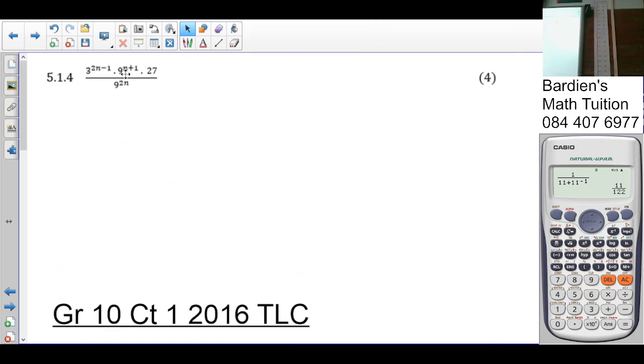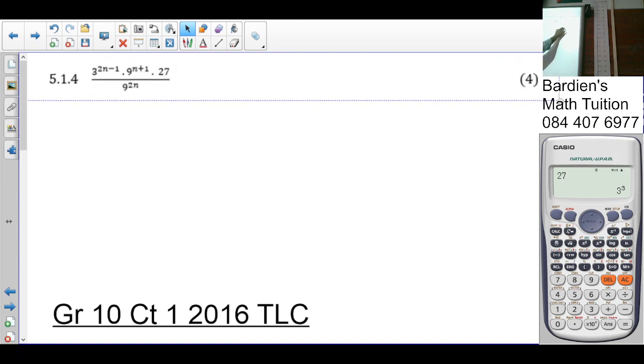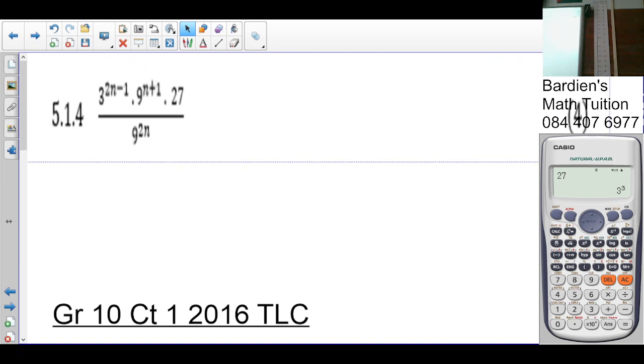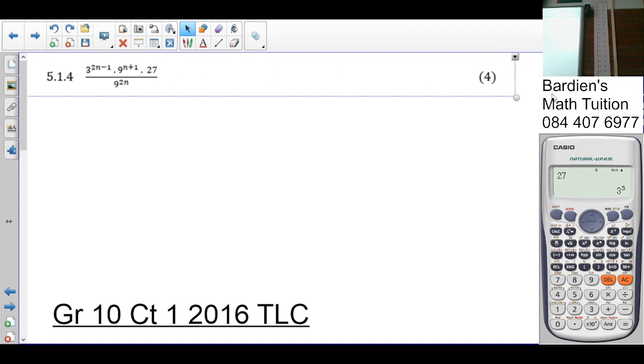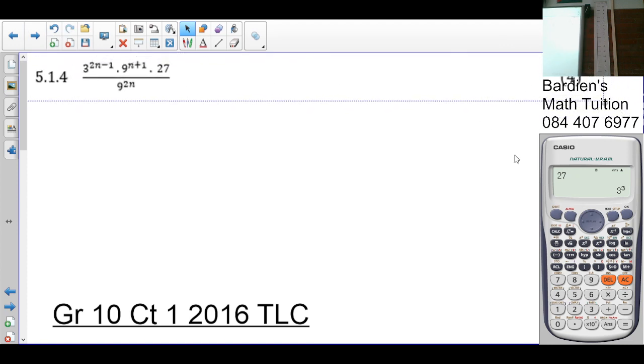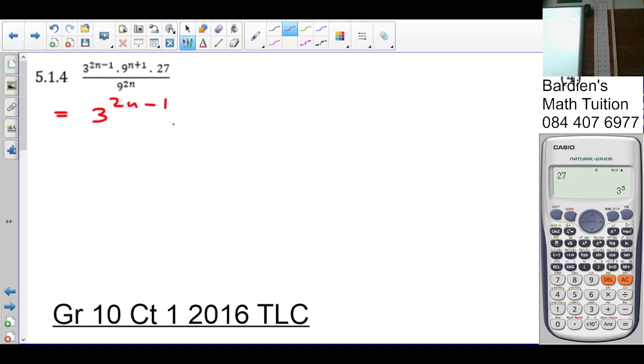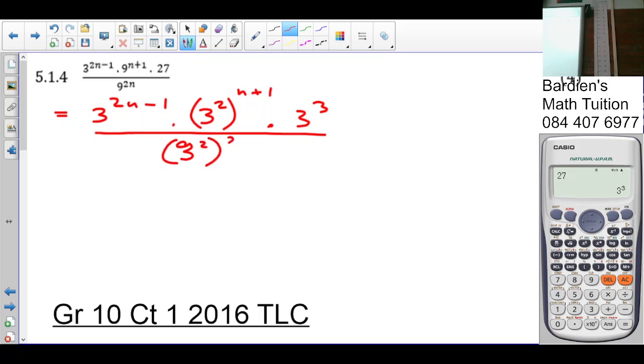The next one. So 9 can be written as, you press 9 equals shift, factorize, 3 squared. 27 equals shift, factorize, which is 3 cubed. So I know most of you can do it without the calculator, so it is also fine. You can use the ladder method or the decomposition method, whichever method you use. You get the mark with it, so you get 3 to the 2n minus 1 times 3 squared raised to the n plus 1 times 3 cubed, and this is all over 3 squared raised to the 2n.